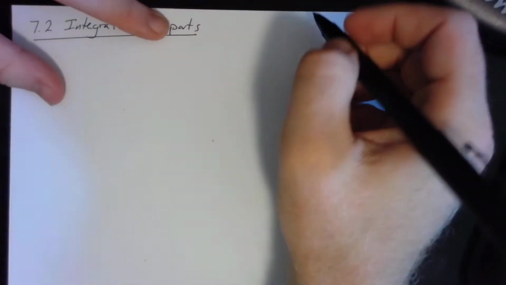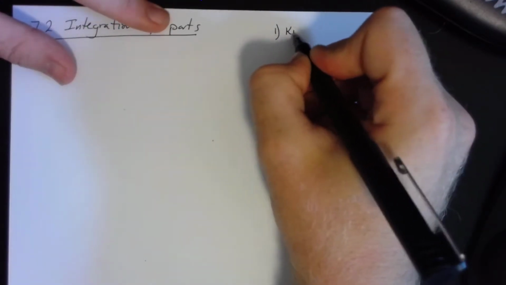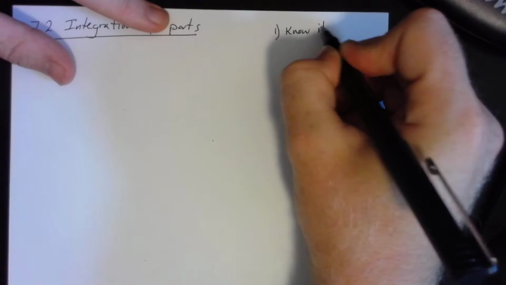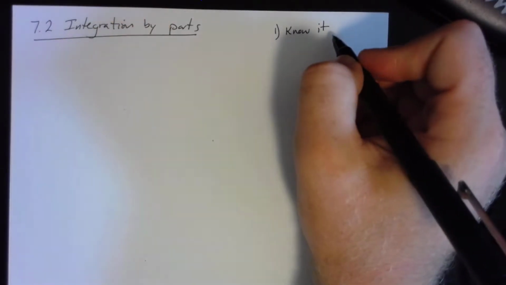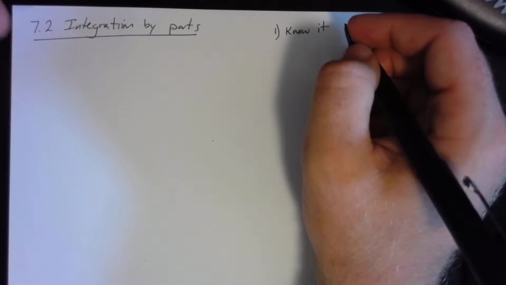Integration by parts is section 7.2. It covers a new integration technique and method. So to review old methods of integration, number one is: do you know the integral right off the bat? Do you know how to integrate that without doing any real work? Does it come from an old derivative? Does it follow basic integration formats and rules?